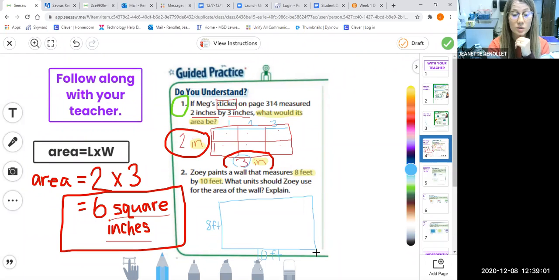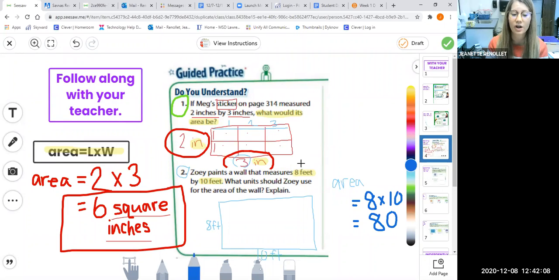I'm going to send you into breakout rooms to talk about number 2. See if you can figure out what is the area. How can Zoe measure that? And what would her answer be? Here comes your invitation to a breakout room.